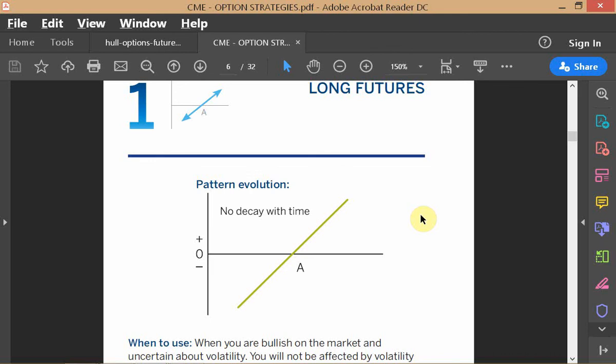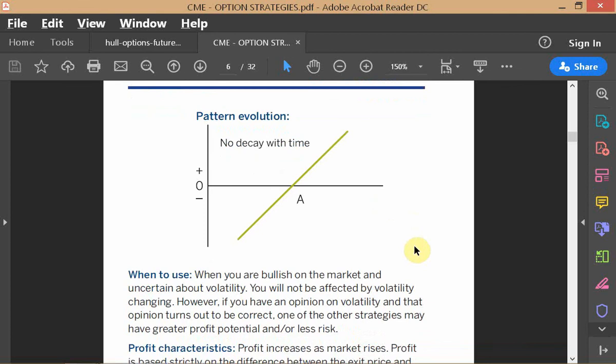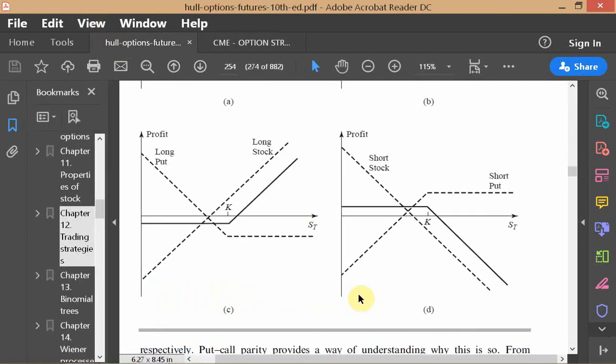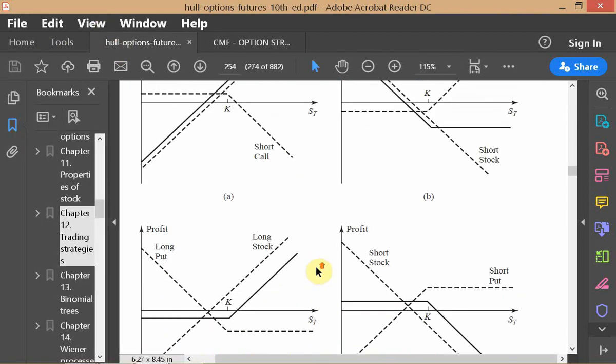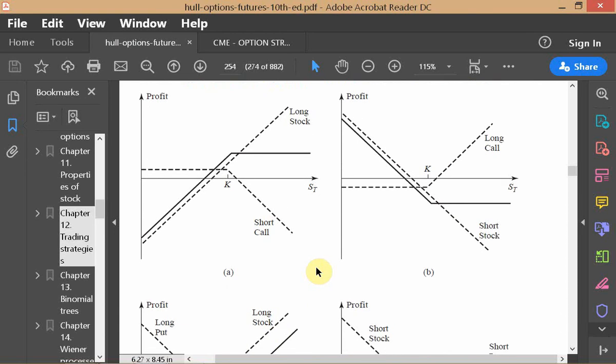Now one is long call. What is the next part? Any other ideas? What else? Short put. Let's look at the short put. What will the short put do for us? Let's look at a short put profile from here itself. Which is the short put profile here?